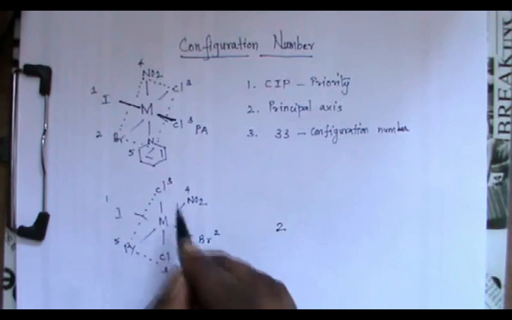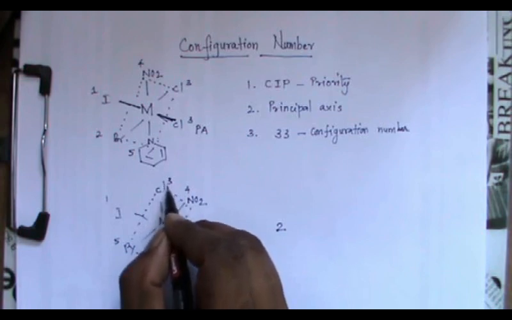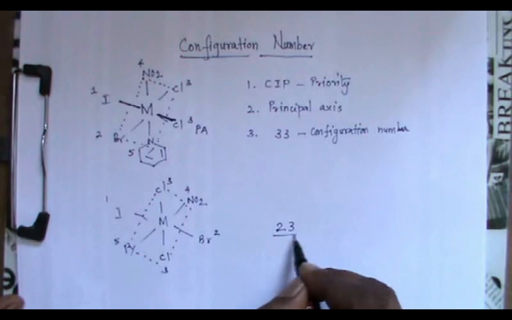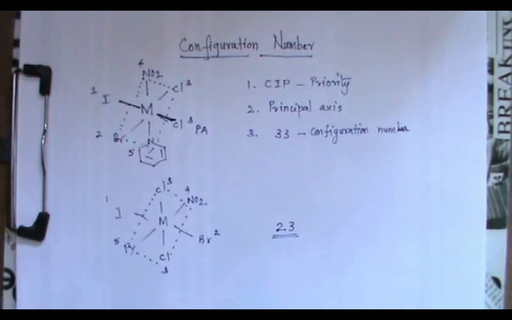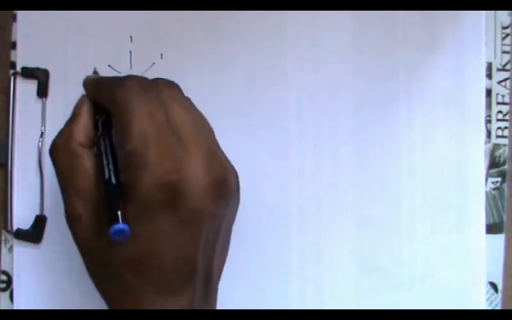I have a square planar complex here. In that, the highest priority is given to Cl and the priority number is 3. Opposite to that, I have Cl, again the number is 3. So the configuration number for this arrangement is 2, 3. Let us consider a complex like this. The priority is given like this.